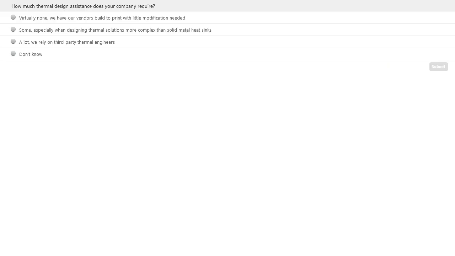I think the last question of the day: How much thermal design assistance does your company require or expect from its vendors? Virtually none. We have our vendors build to print. Some feedback from the vendors is nice, or we rely a lot on third-party or vendor thermal engineers for their expertise, or obviously don't know.